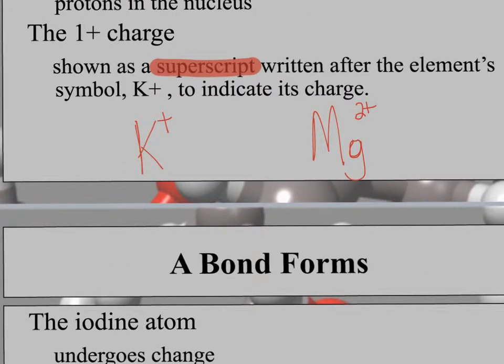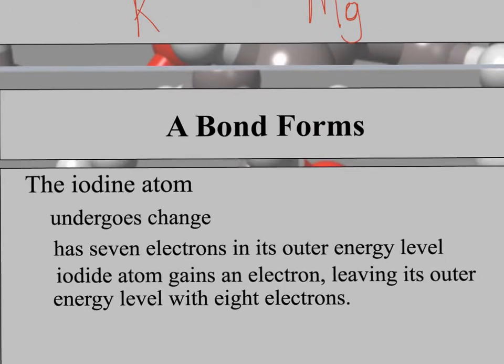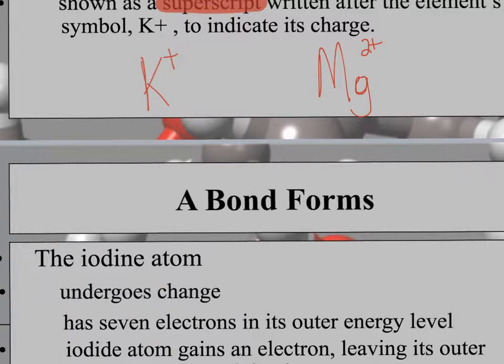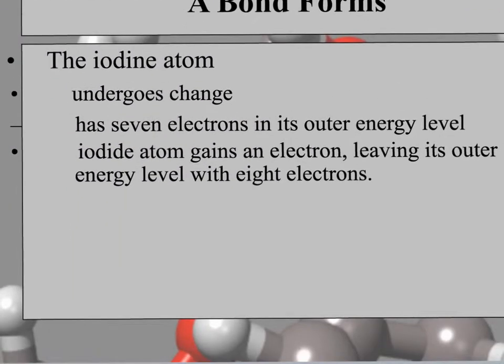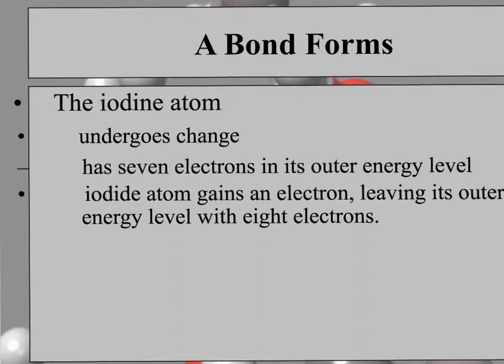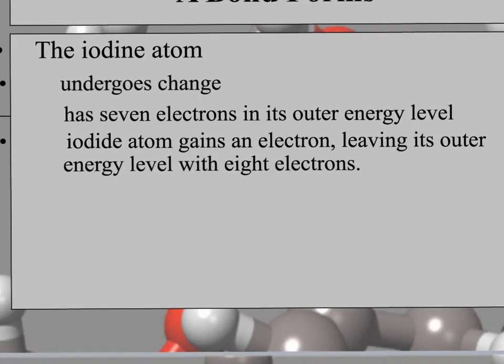potassium would be 1 plus, and we're probably not going to go much beyond the first 2 groups. All right, an iodine atom. Let's say we're taking potassium and iodine. We're going to look at that. It has 7 electrons in its outer shell. It needs to get to 8. Remember that octet rule. 8 electrons is what we want to get to.